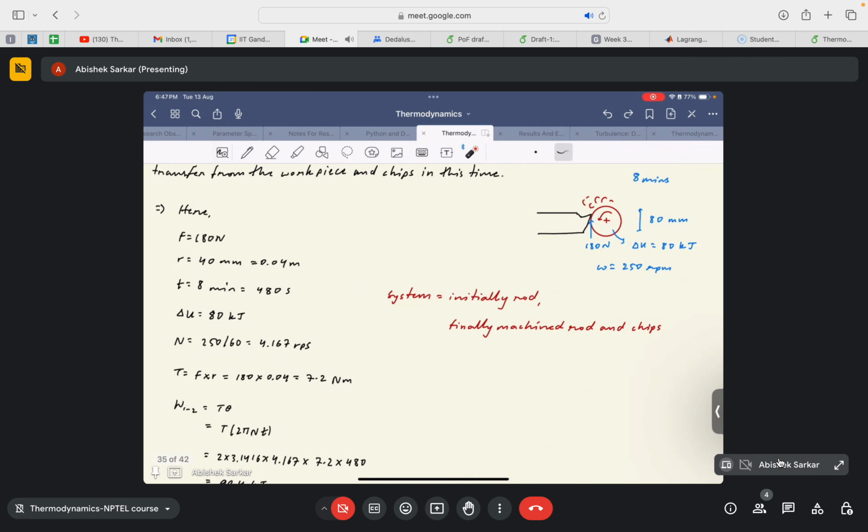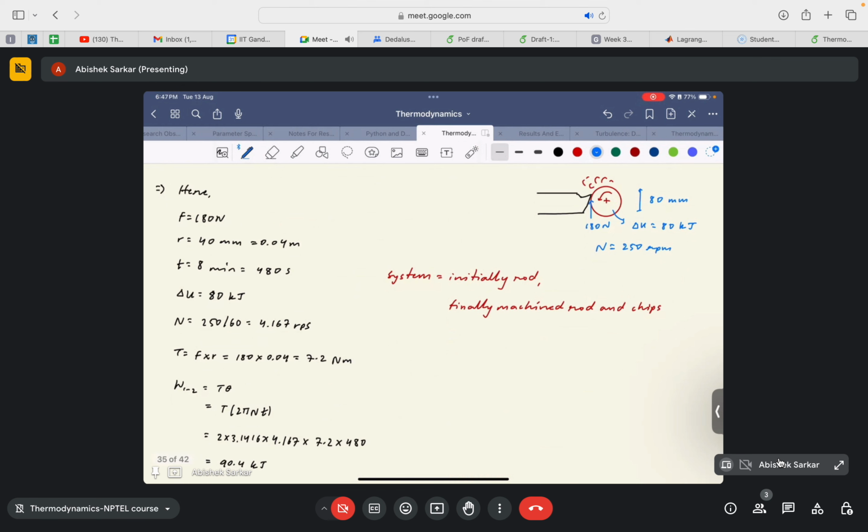Now we have the net tangential force as 180 Newton. The radius of the workpiece would be 0.04 meter because its diameter was 80 millimeter, so the radius is 40 millimeter, and r is equal to 0.04 meter. The time of rotation is 480 seconds and the net change in the internal energy is 80 kilojoules. The rpm gives omega, it's actually the net number of rotations per minute, right? So n is 250 by 60, or 4.167 rounds per second.